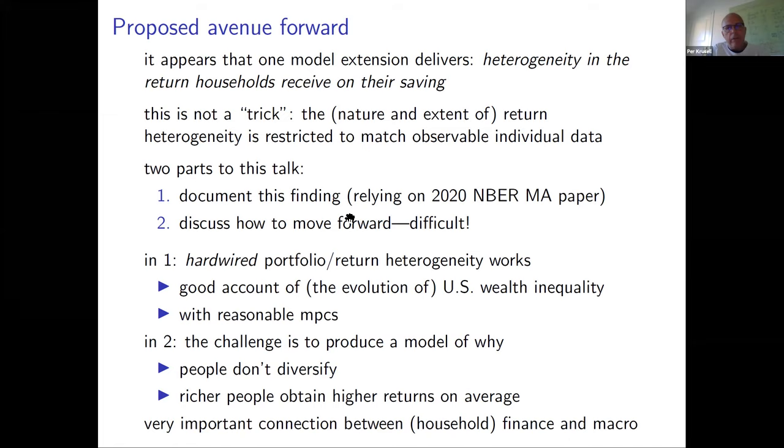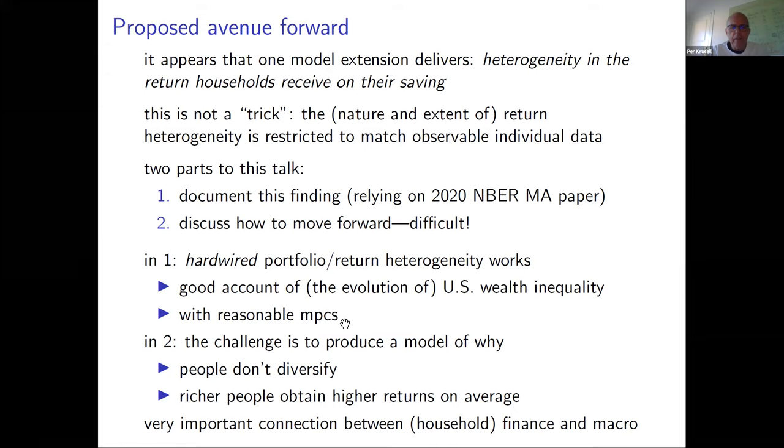We come up with a framework that we think is very nice. However, it hardwires portfolio return heterogeneity and doesn't explain it. We put in portfolio return heterogeneity that is reasonable on a micro level, but we hardwire it, and you'll see how. The thing is, when you do, you get a very good account of US wealth inequality, both on average and its evolution over time. You get much more reasonable MPCs. They're higher, and they are more dispersed.